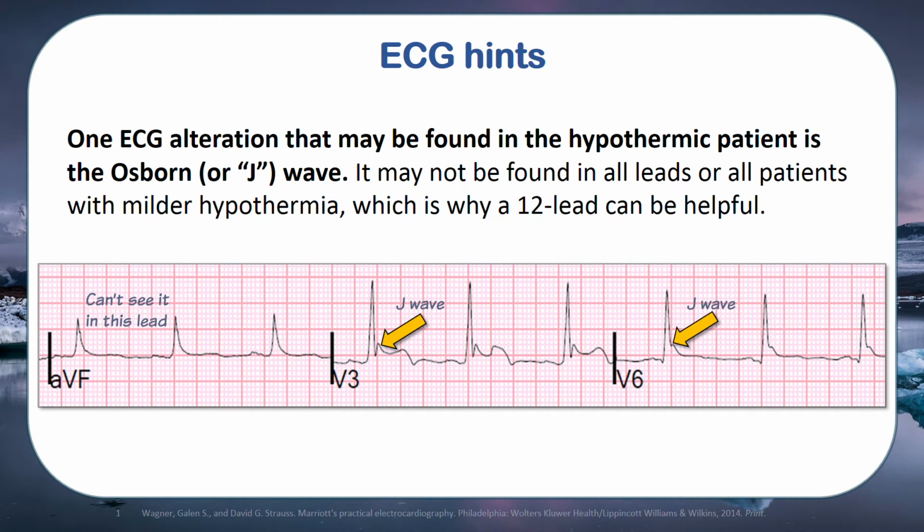Here you see in aVF, I've got more of just a sloping, when here I've got a prominent J-wave. And then again in V6, I've got a dip almost into the J-wave, but not quite. That's why it's important to run a 12 lead with our patients. As you can see, there's the J-waves there. It's not really present in your aVF.